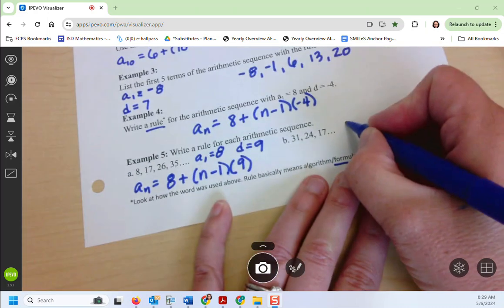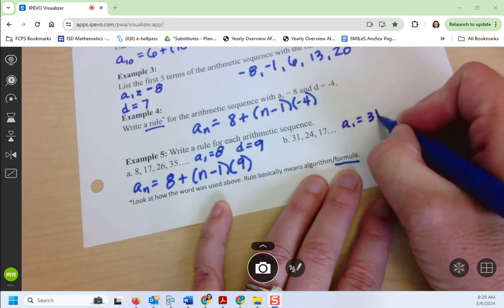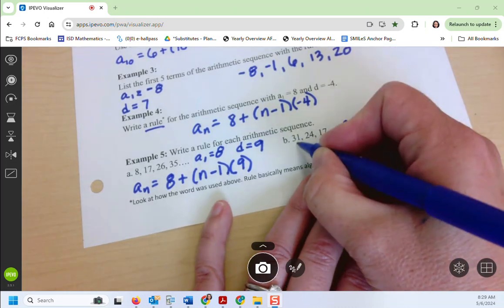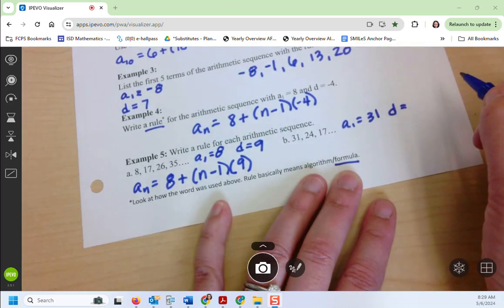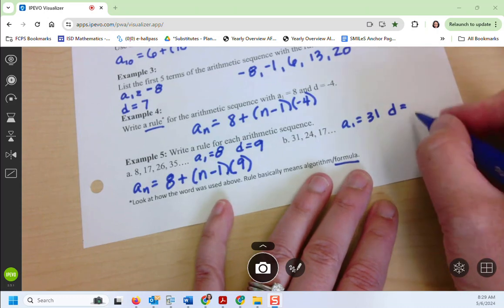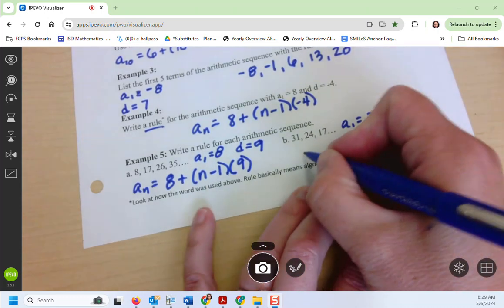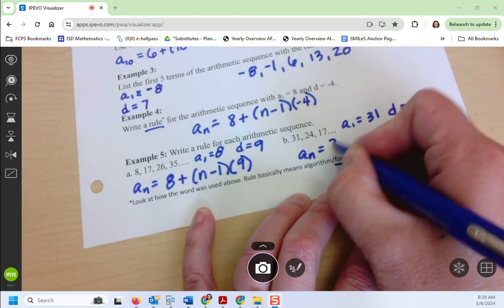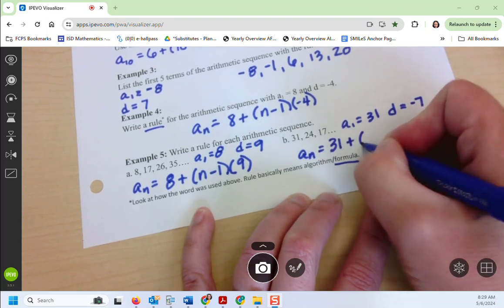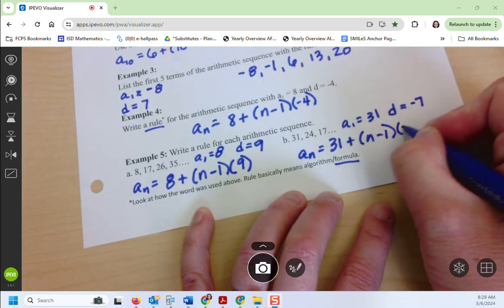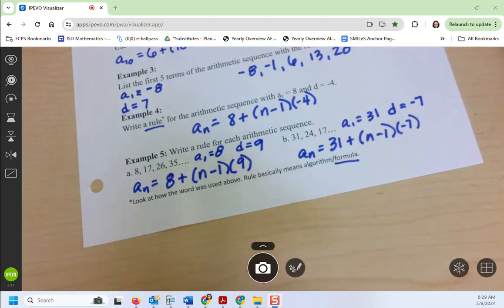Okay, in the next one, a sub 1, that's your first term, 31. D is how much you're adding, and since it's going down, d is going to be a negative number. Is it negative 7? Okay. So a sub n equals 31 plus n minus 1 times negative 7. All right, what questions do you have so far? Okay. When you're ready, turn the page to the back.